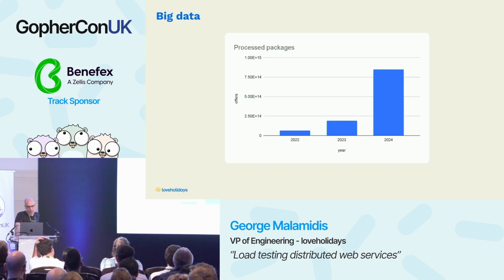So let me try and explain that a little bit. This graph shows the number of holiday packages that we process aggregated by year. Can you see the y-axis okay? That's usually the type of number that happens when you fat finger something on a calculator. Who can read that number for me? Come on. No one from loveholidays. No one's brave enough to read it?